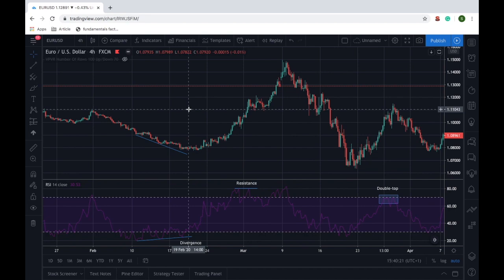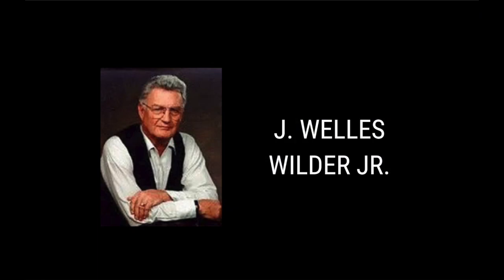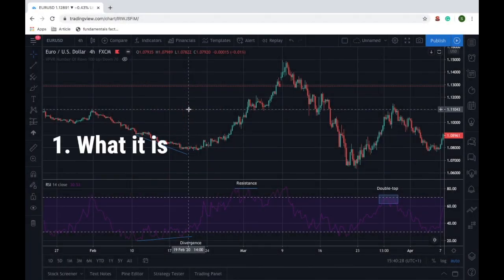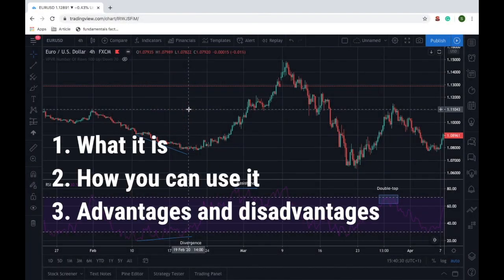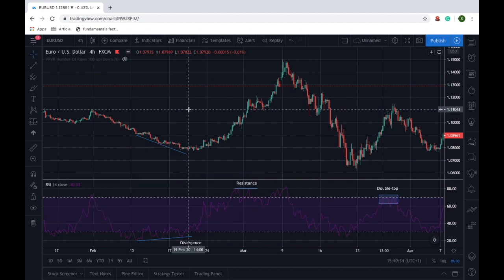The Relative Strength Index, or RSI, is a momentum indicator originally developed by J. Wells Wilder Jr. In this video, we'll take you through what it is, how you can use it, and the advantages and disadvantages of doing so. The RSI is used in technical analysis and measures the magnitude of recent price changes to evaluate overbought or oversold conditions in the price of the asset you are trading.